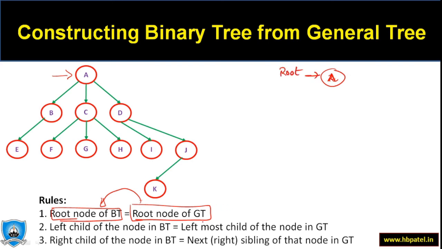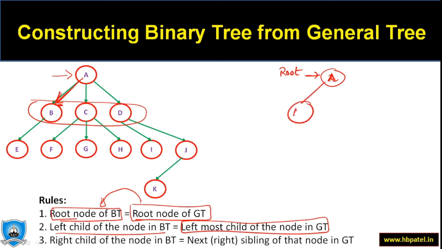Second, the leftmost child of any node in the general tree becomes the left child of that particular node in the binary tree. For example, A has 3 children, but which is the leftmost child? B. So in the binary tree, B will be the left child of A. And the third simple rule is that the next or right sibling of any node becomes the right child of that particular node in the binary tree.